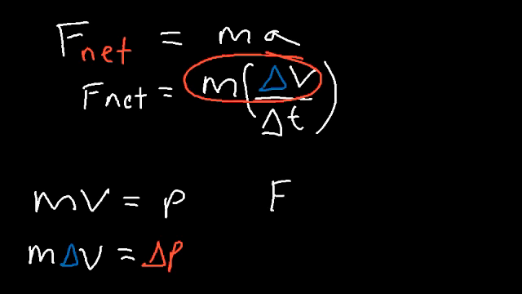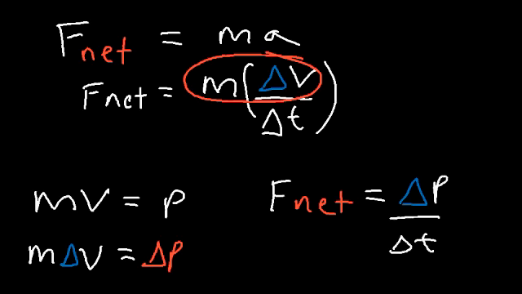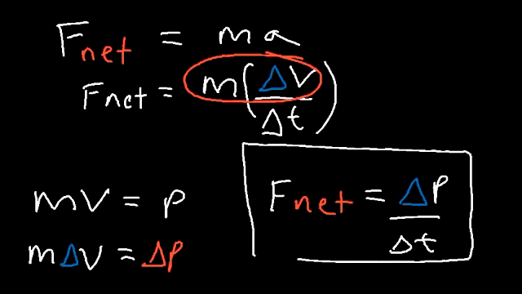So let's replace this term with delta p. So we could say that the net force is equal to the rate of change of the momentum with respect to time. So this is another variation of Newton's second law. The net force is the change in momentum divided by the change in time.